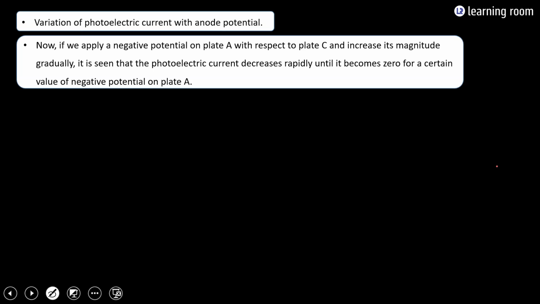And the next is, I've already shown you the graph for variation of photoelectric current with anode potential. In this context, I already told you what will happen if you start applying a negative value on the anode plate. If you apply negative potential on A with respect to C and increase its magnitude gradually in the negative direction, it is observed that the photoelectric current first decreases, and then it will rapidly become zero for a certain value of negative potential on the plate.